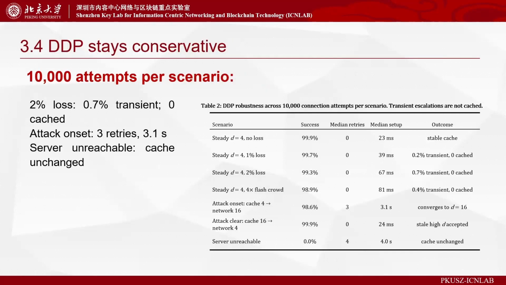DDP is designed not to learn the wrong lesson from packet loss. Across 10,000 attempts per scenario, 2% random loss causes only 0.7% of connections to probe a high value, and none of these values are cached. A 4-times flash crowd also caused no persistent cache occupation.